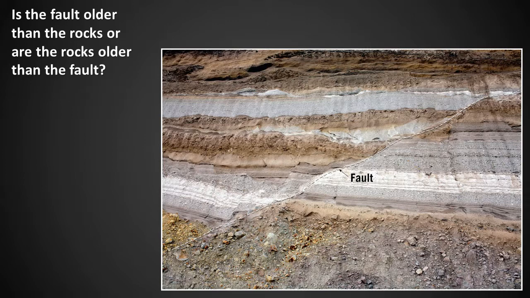Here we see some sedimentary rocks that have been cross-cut by an earthquake fault. Is the fault older than the rocks, or are the rocks older than the fault? That's right, the rocks are older than the fault since they needed to exist before the fault could offset them. This is an example of cross-cutting relations.